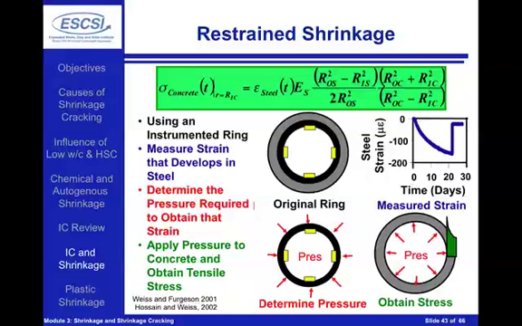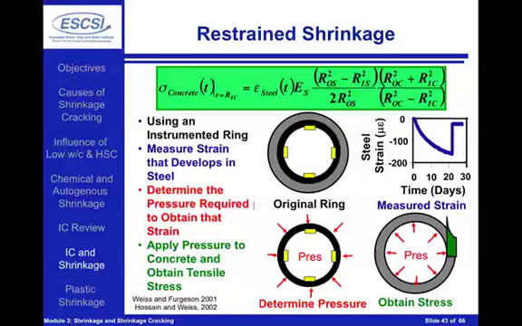But the whole idea behind this test is we could actually pretend that this concrete didn't even exist, put an artificial pressure on the ring, determine what that had to be to get the strains that we measured, and then turn the problem back around and say, well, whatever pressure we had to push on the steel to get the strains inside of the strain gauges, we can apply an equal and opposite pressure to the concrete and measure the stresses that develop inside of the concrete.